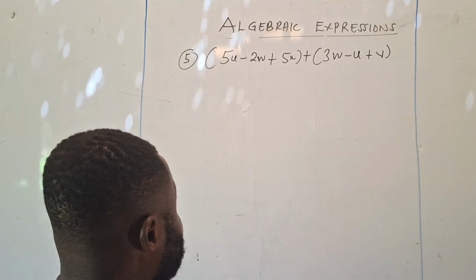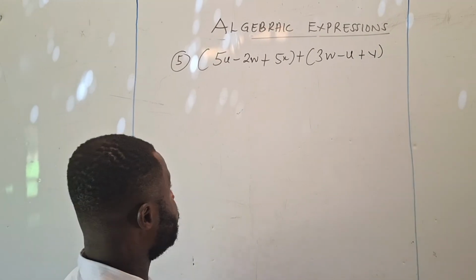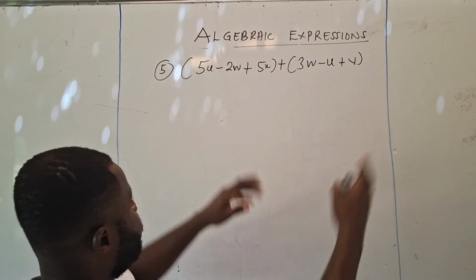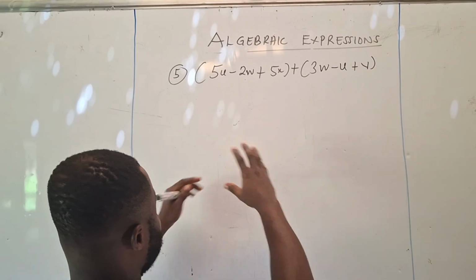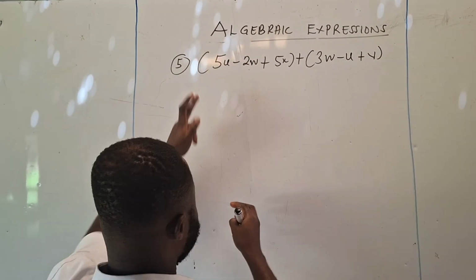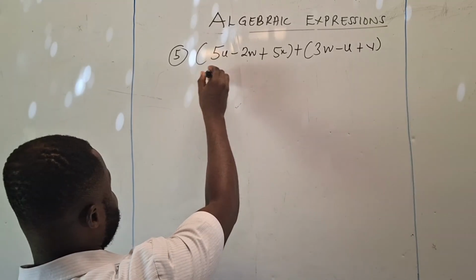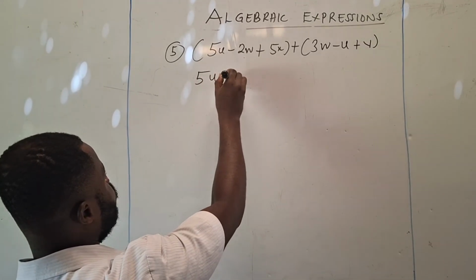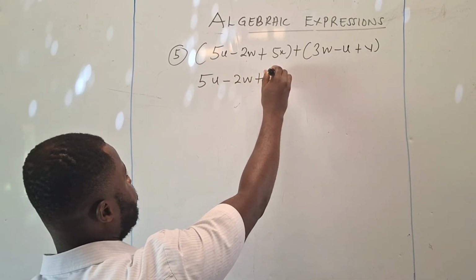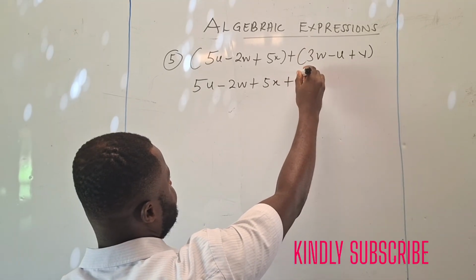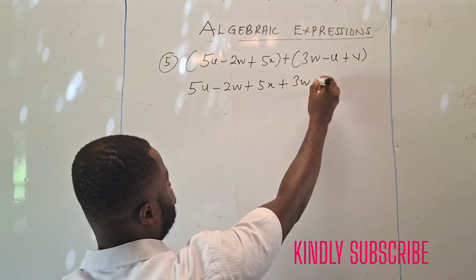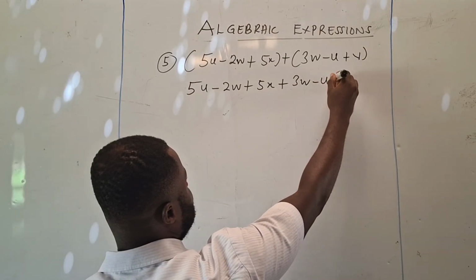So the last question on addition and subtraction of algebraic expressions. Now you see 2 different brackets that we are supposed to simplify. So this one, just open the bracket. There's no number here multiplying them, so you just open the bracket. 5u minus 2w plus 5x, then plus 3w minus u plus v.